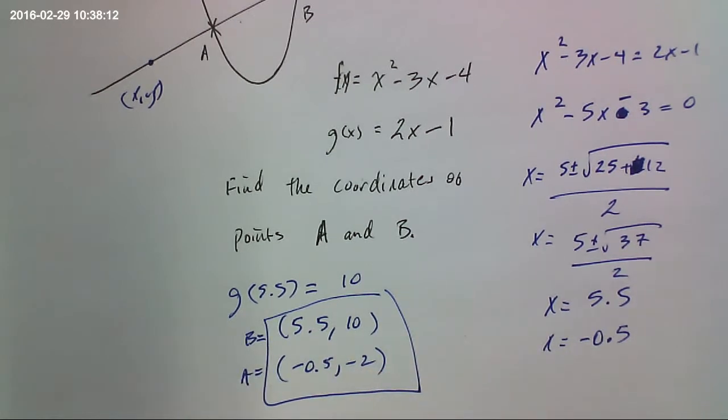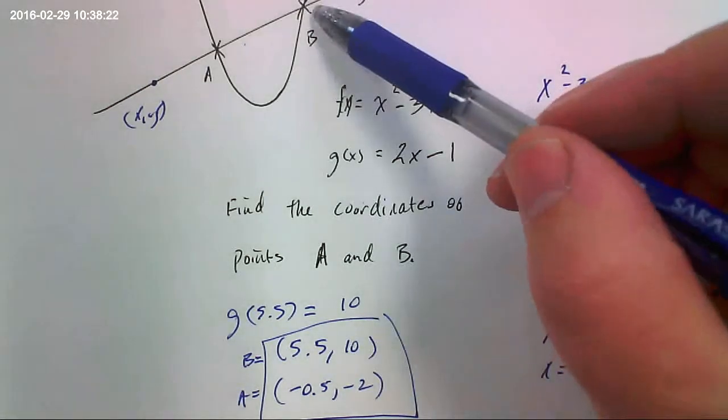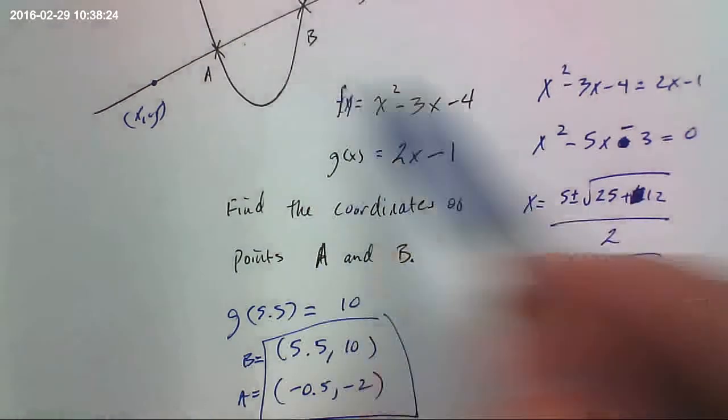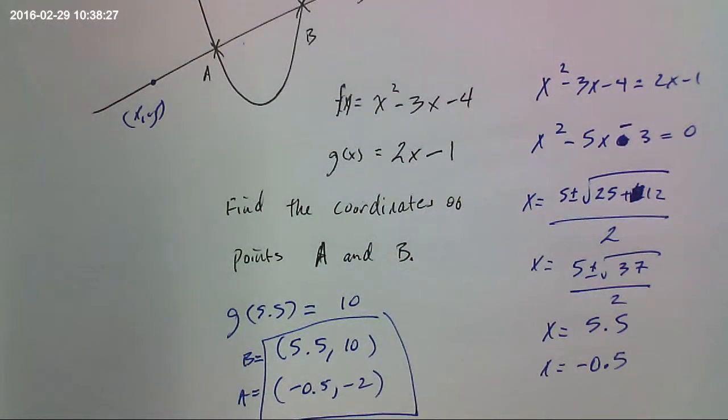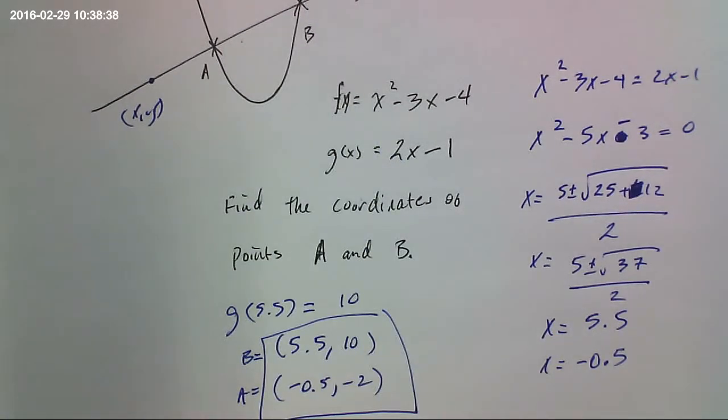How did you know that? Because the y of B is higher, and B is farther to the right also. So yeah, you're right. Okay. Questions? What if you plug the x's into f of x? If you get the same exact answers, it would just be more difficult. Yeah, that's a good question.